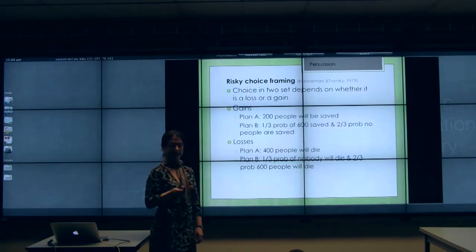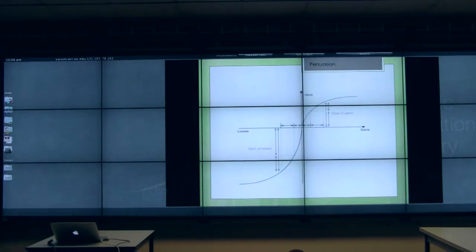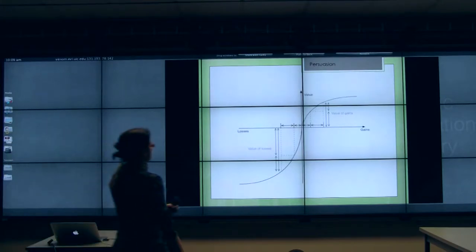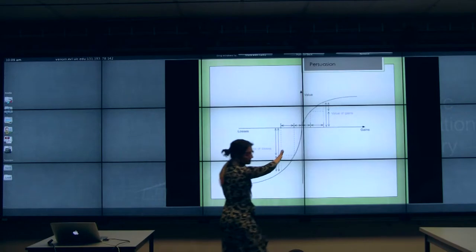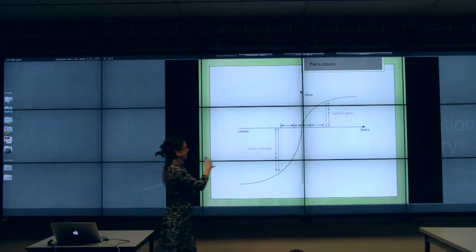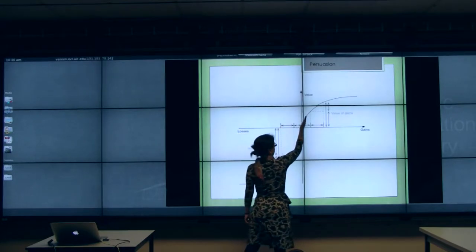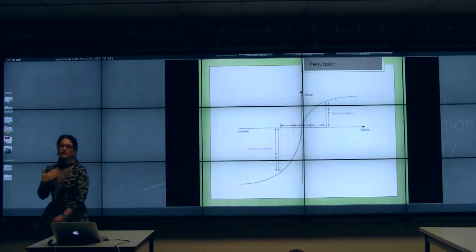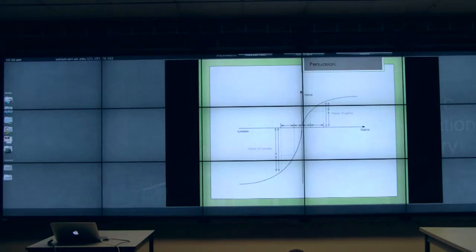This is a value function. I have to show you some of that. When it comes to gains, the function is concave. When it comes to losses, the function is convex. The slope of the curve is lower here and higher there, so normally losses loom larger than gains. So when it comes to gains, we don't want to take risks. When it comes to losses, we want to take risks. So if you want people to take risks, frame the issue in terms of losses. This is one type of valence framing.